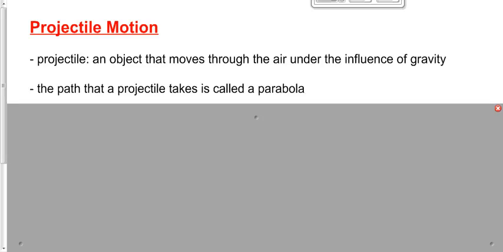Every single object that is a projectile, assuming it's experiencing just gravity, no air resistance or anything like that, would follow a path called a parabola. How many of you guys have heard about parabolas in math class? In math class, you usually draw a parabola like this, right? What's the path of a projectile?